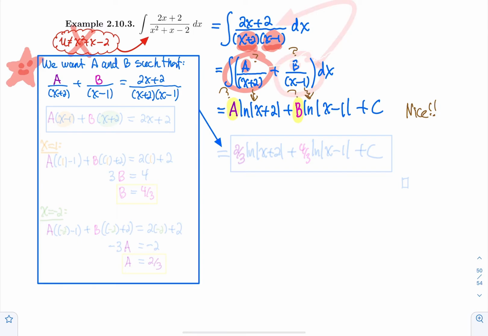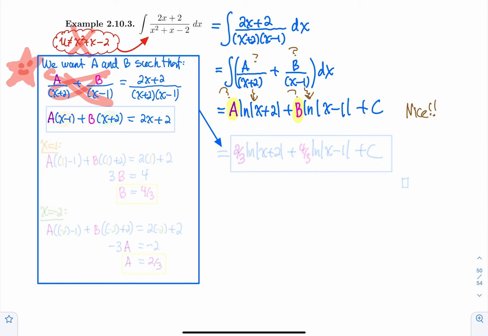So on the left side, what you need to do is combine these two fractions using a common denominator. So you're going to cross multiply. Here a is going to multiply x minus 1 and b is going to multiply x plus 2 to get to the numerator on the right side, which is 2x plus 2. And here you don't care about denominators anymore. You just want to make sure that the top parts match. So you want a and b such that a times x minus 1 plus b times x plus 2 is equal to 2x plus 2. And this needs to be true for every single x value.